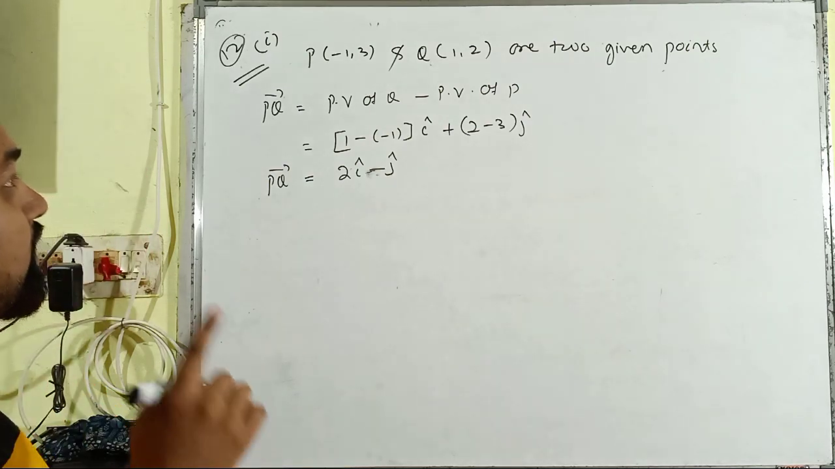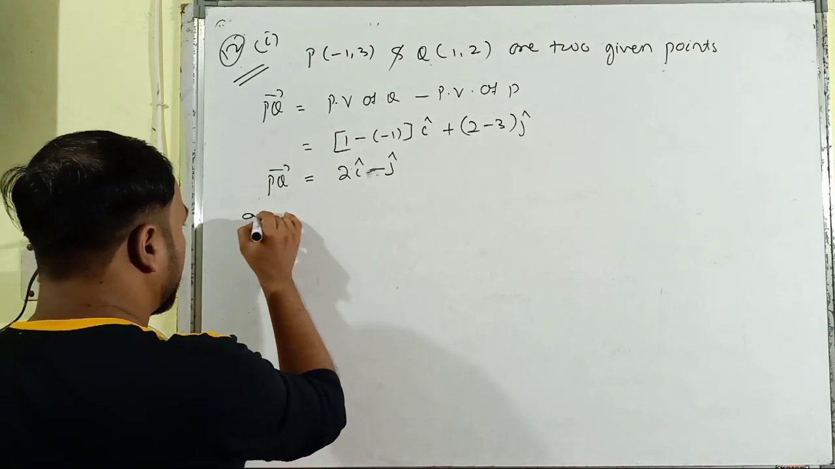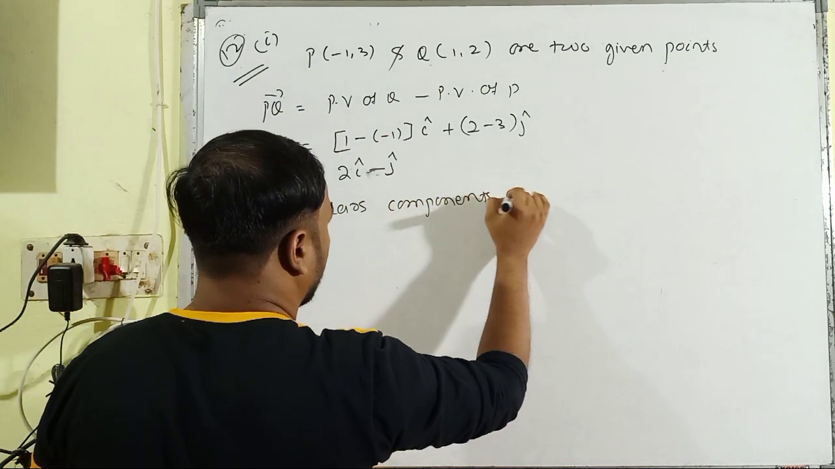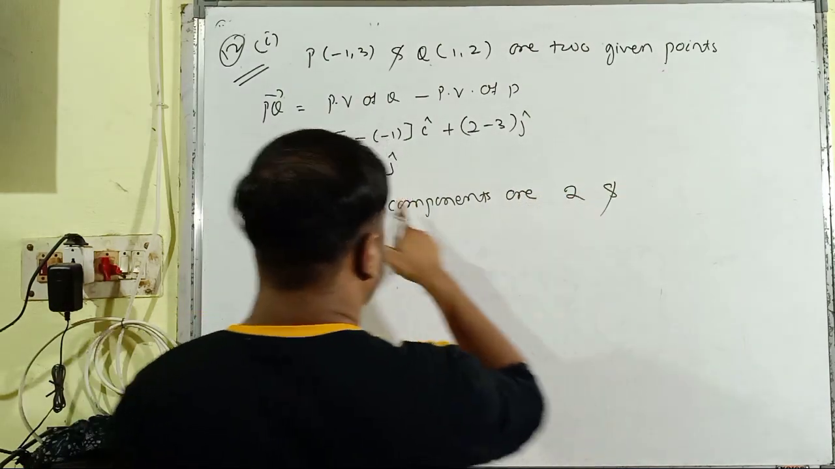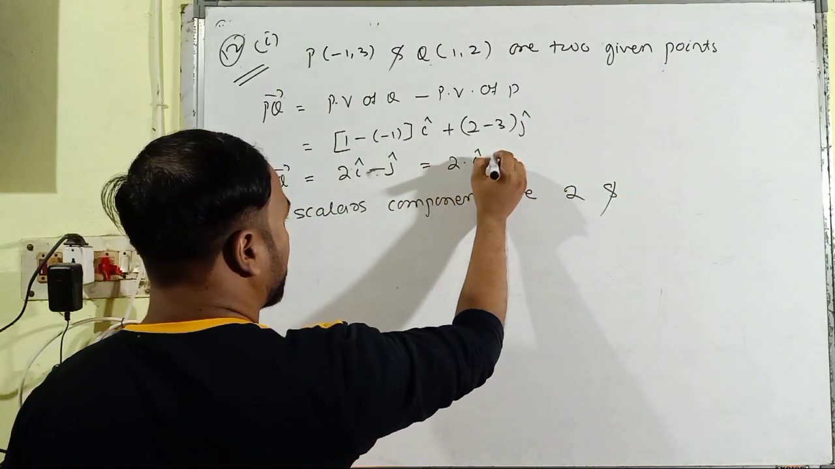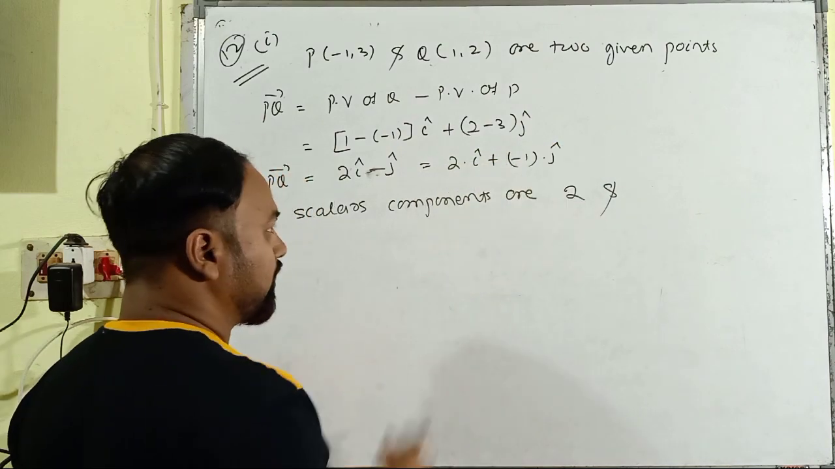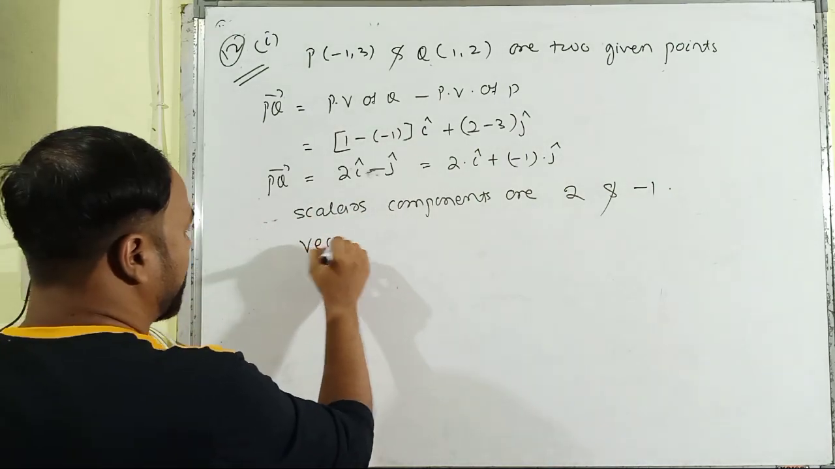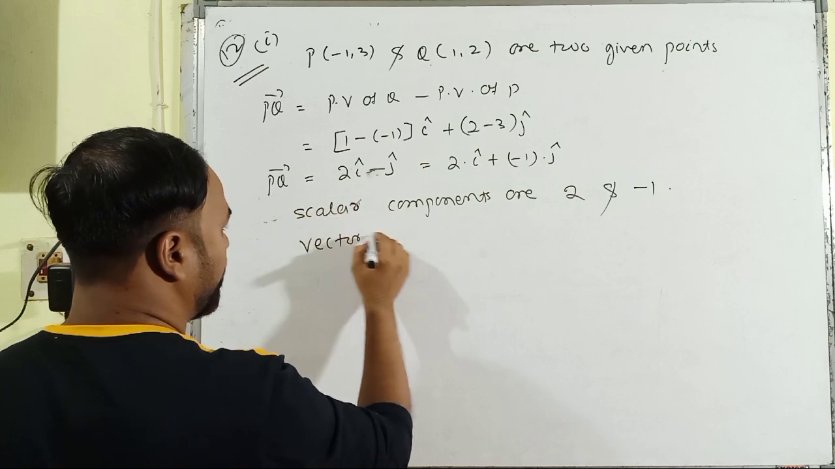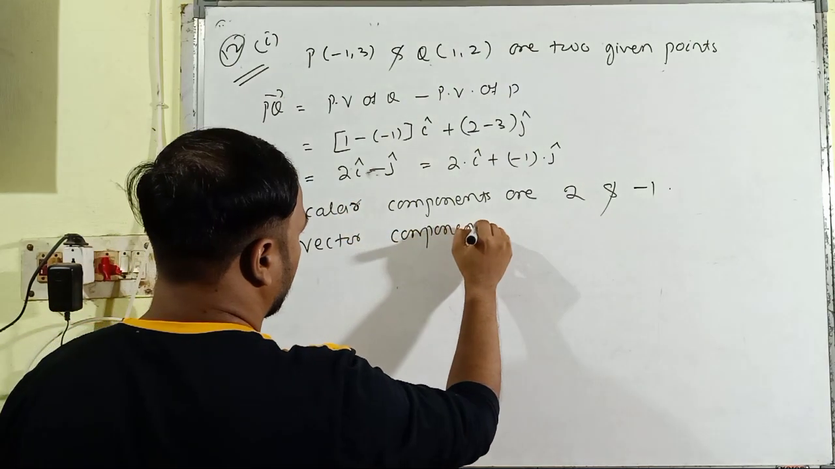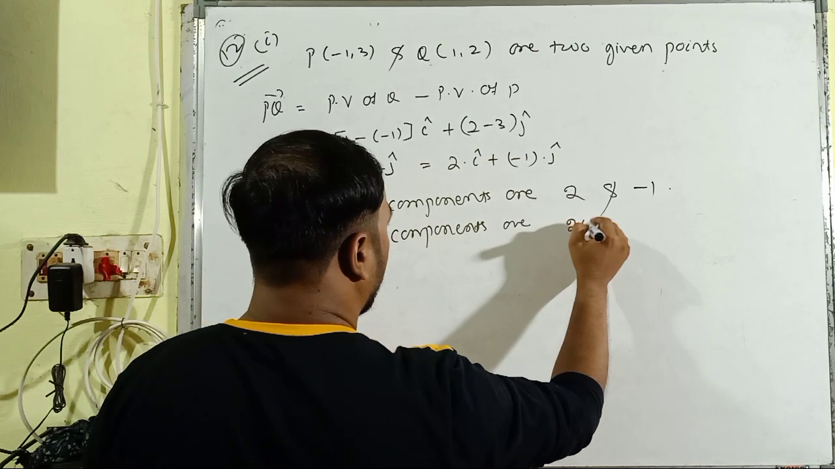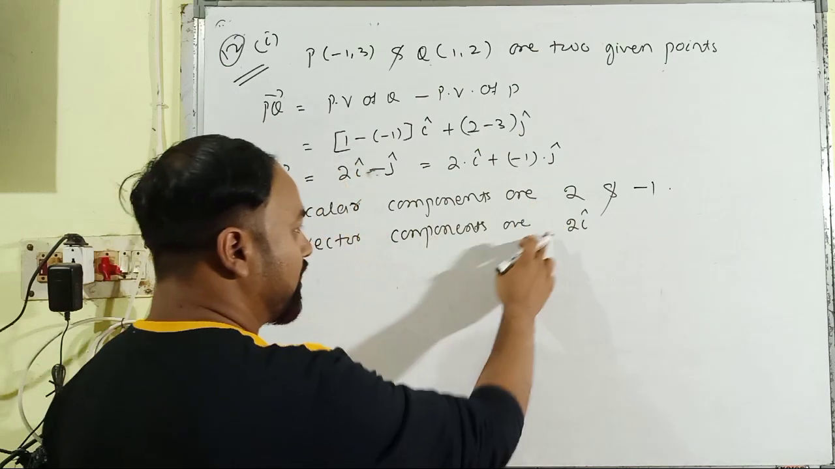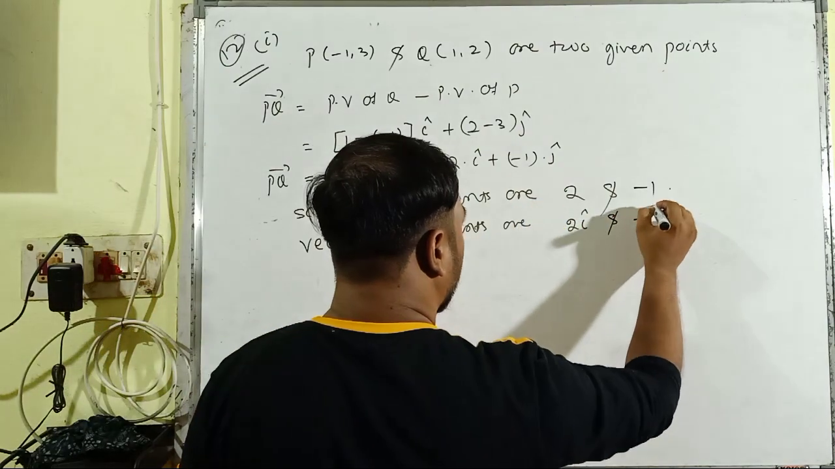Then we have to find out its scalar components. Its scalar components are 2 and here it is minus 1, because 2 multiplied with i cap then plus minus 1 multiplied with j cap. So this is the scalar component. Then we have to find out the vector components. Vector components are 2 i cap, because we have to associate these scalar components with their unit vectors, and here it is 2 i cap and minus j cap.